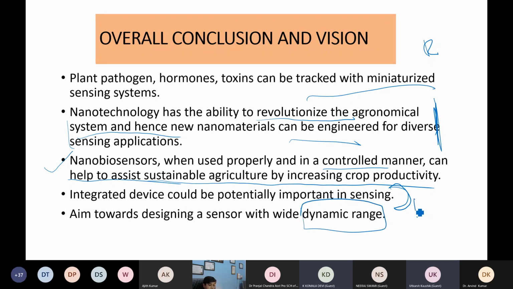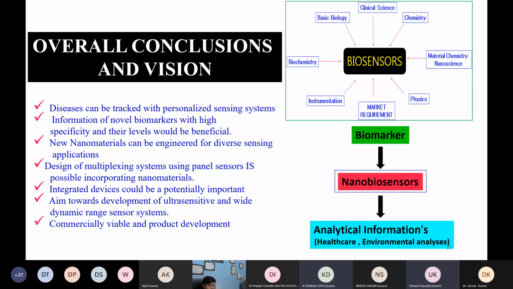For example, if you talk about some level of compound in ppm level in the plant soil, if it is very narrow, the detection range is very shallow. But if it is very wide, the concentration can be tracked here, here, here, here, here, here, everywhere. So that's the meaning of basically this term. So this is the overall conclusion, right?